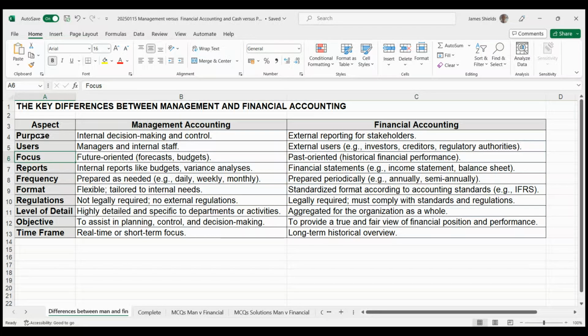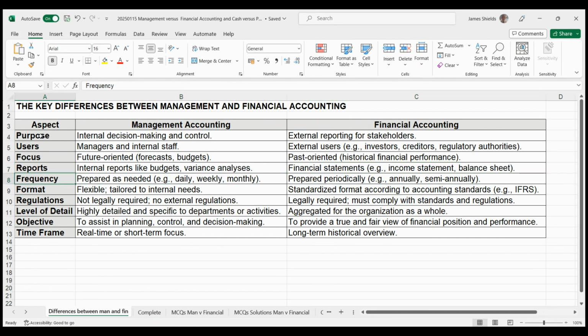The focus of management accounting is future oriented. It looks at forecasts and budgets. Financial accounting is all based on the past, so it's past oriented. So it's historical financial performance, what's happened in the past. Reports: management accounting has internal reports like budgets and variance analysis. Financial accounting is financial statements, for example, income statement, balance sheet, also known as statement of financial position.